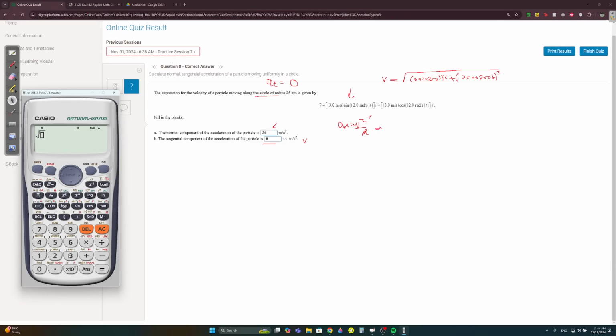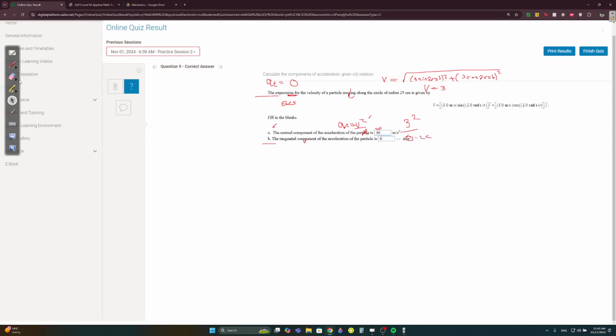You're gonna get radical 3 sine 2 squared, I was supposed to put a bracket here, and then plus 3 cosine 2 squared. You're gonna get 3. So this is my v. So v equals 3. Now v squared over r, so it's gonna be 3 squared divided by the radius. The radius is 25 centimeters. Make it meters, 0.25. You're not allowed ever in physics to use centimeters. So over 0.25, and you're gonna get 36. And like we said, the tangential component of the acceleration is always 0.